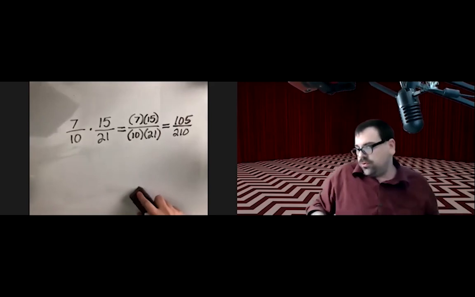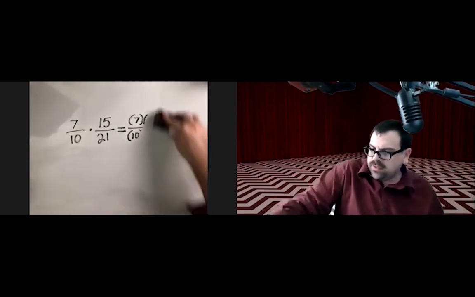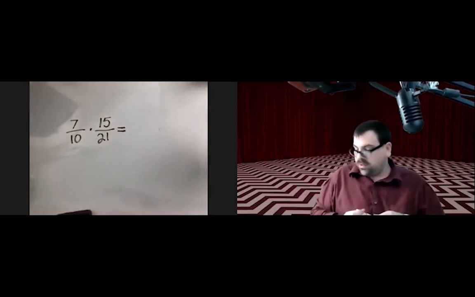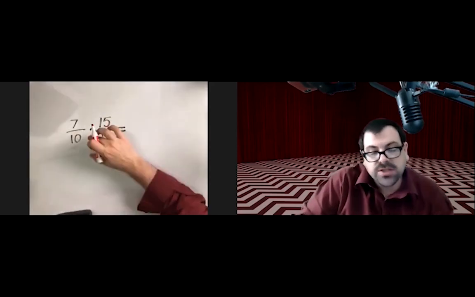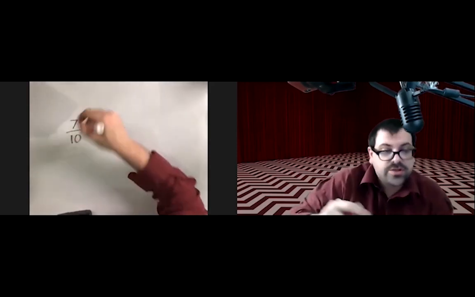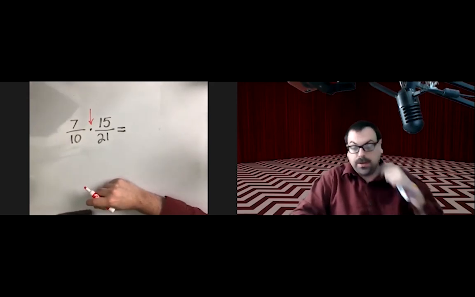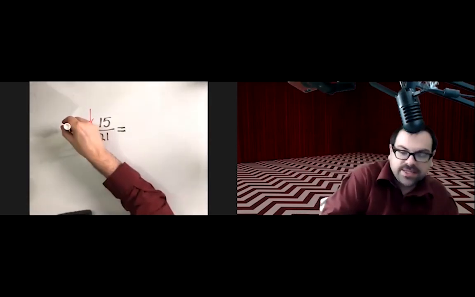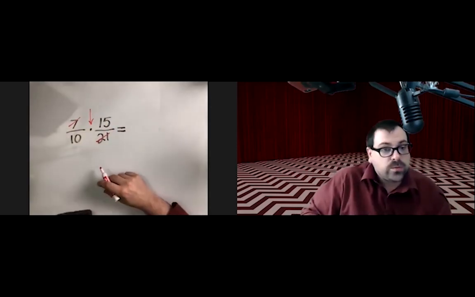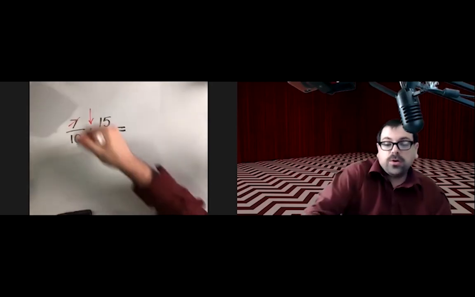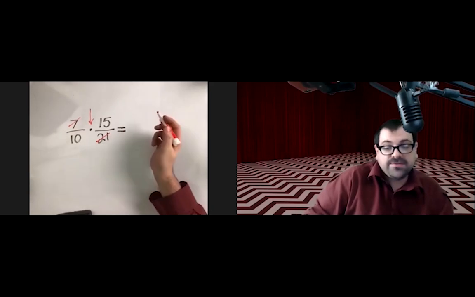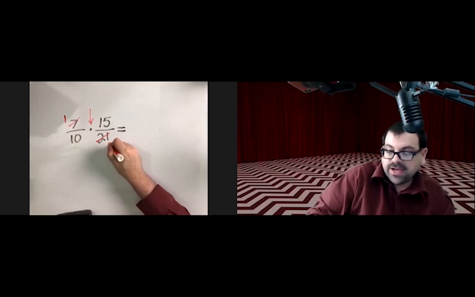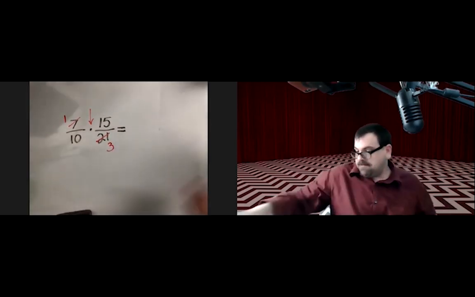To avoid having to reduce at the end, we're able to cancel. We're able to look at our original multiplication problem, and this is something we can only do with multiplication, and reduce anything on the top with anything on the bottom. So for instance, 7 over 21 is 1/3. Or you can think 7 and 21 can both be divided by 7. 7 divided by 7 is 1. 21 divided by 7 is 3.